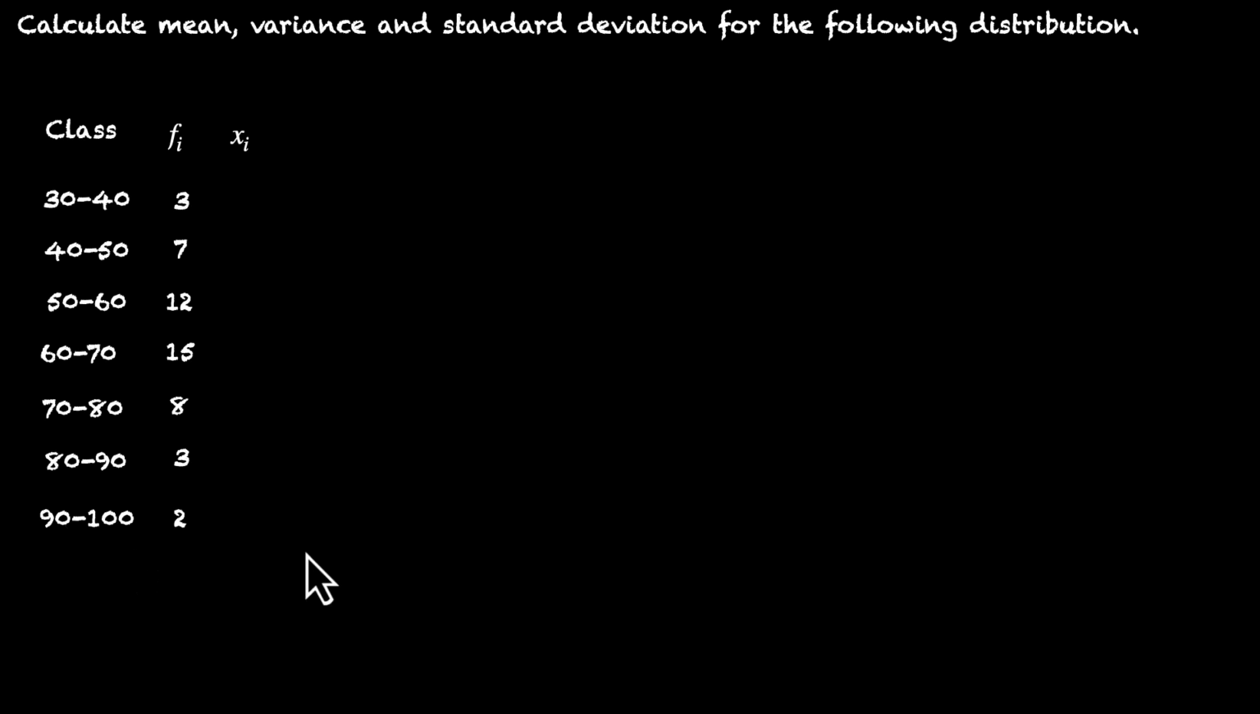Now pause the video. Try to find mean, variance and standard deviation for this distribution. Try applying the assumed mean method or the step deviation method for this. Alright, let's do this together. Let's first find xi, the representatives for these classes, that are the midpoints for these classes. 30 to 40 will have 35, then 45, 55, 65, 75, 85 and then 95.